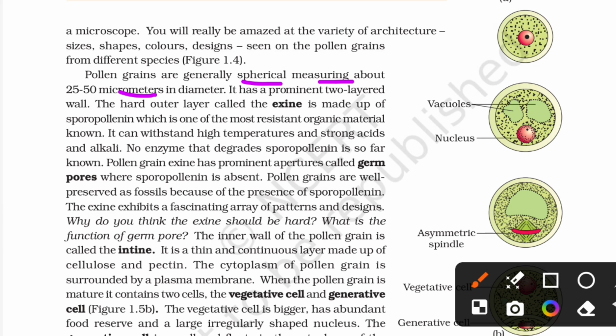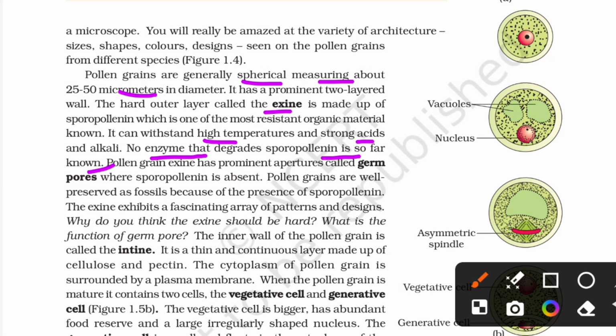It has a prominent 2-layered wall. The hard outer layer called exine is made up of sporopollenin, which is one of the most resistant organic materials known. It can withstand high temperature and strong acid and alkali. No enzyme that degrades sporopollenin is so far known.